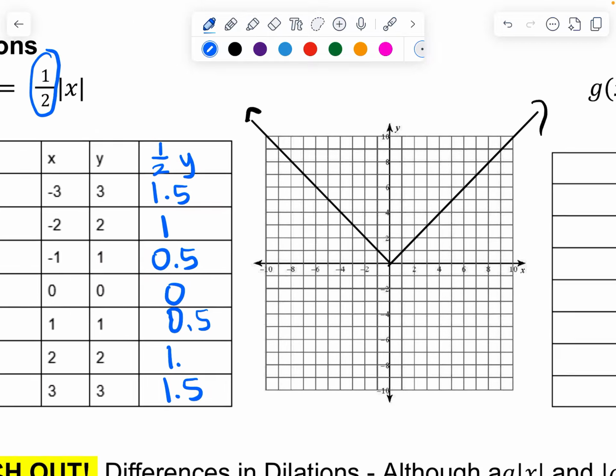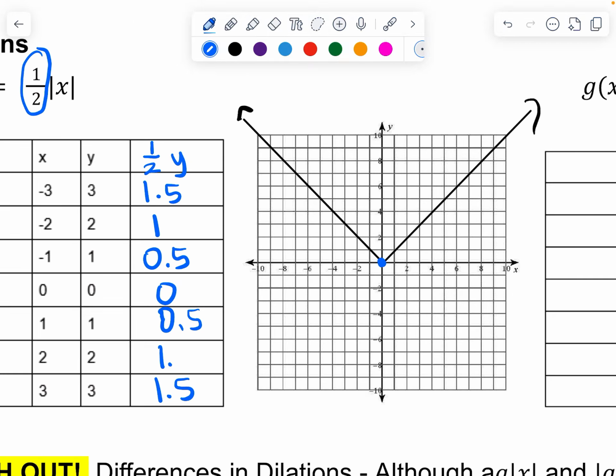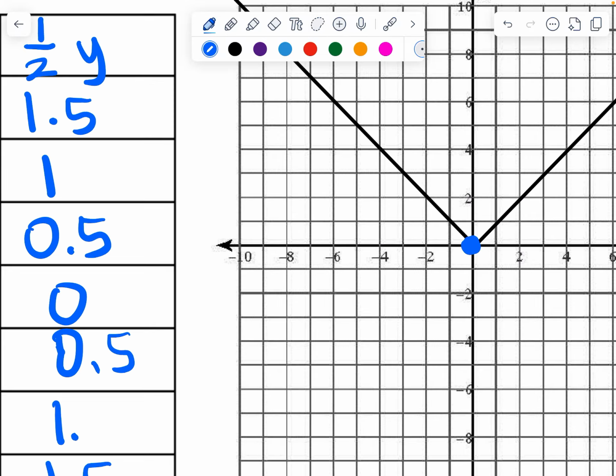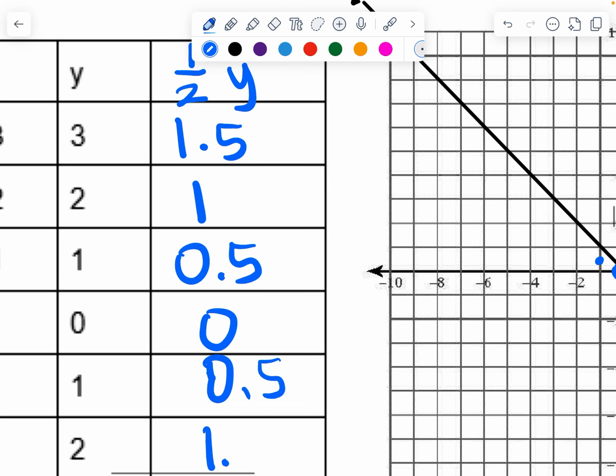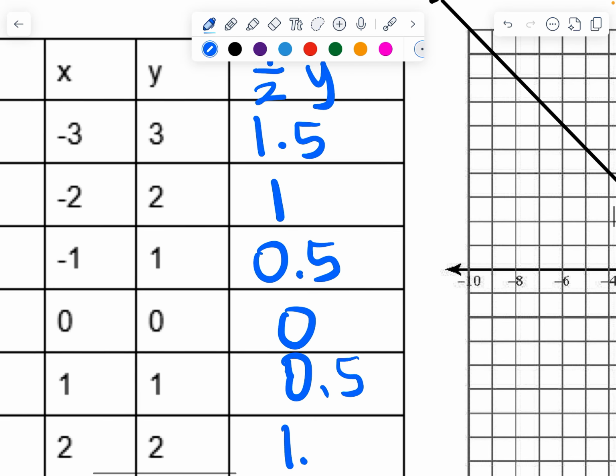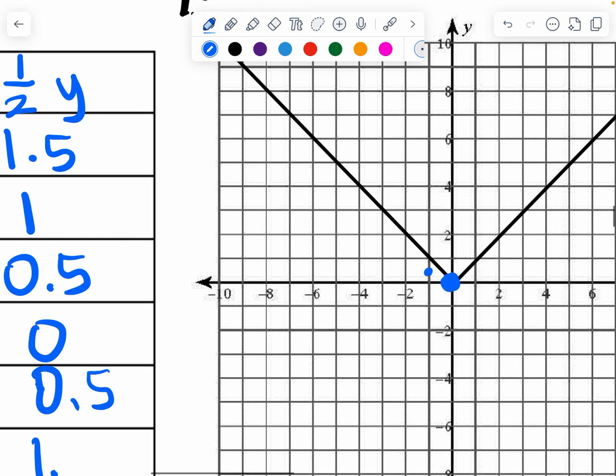So I'm going to go to 0, 0 again, so it's right here. And if I'm doing -1, I go to 0.5. So -1 is 0.5. And then -2 is 1. And -3 is 1.5. -4.